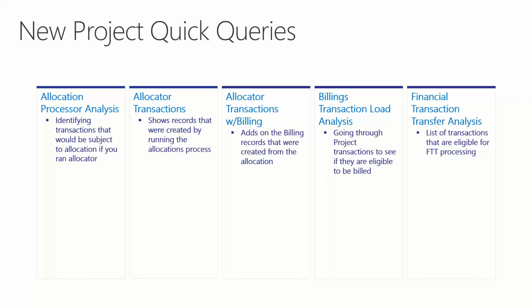So it's going to go through and see what project transactions are eligible to be billed and then give you that information. And the last is a process called the financial transaction transfer process. This is analysis that says, again, if you're going to run this process, what should be impacted when you run the process? Again, a way to look at it, make sure things are set up the way that you would expect them to be.